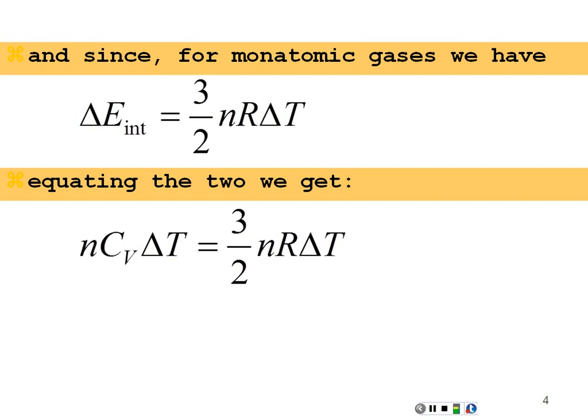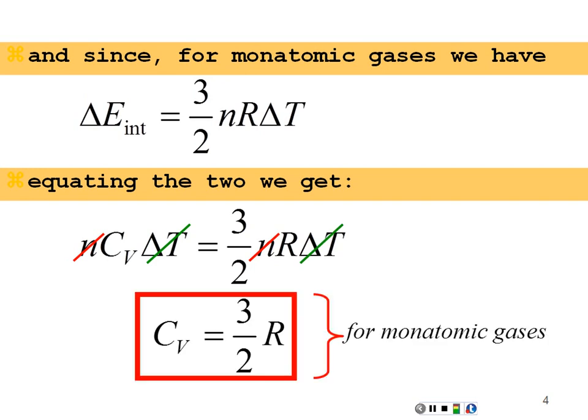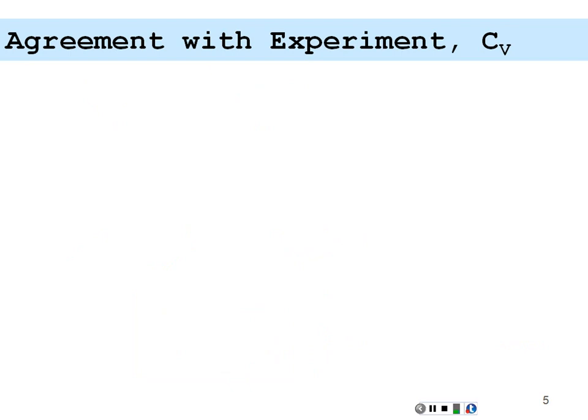Get rid of the number of moles, get rid of the delta T's, and we have that the molar specific heat at constant volume for a monatomic gas is 3/2 times the gas constant R. How about that? So we have a definite value for the molar specific heat at constant volume for monatomic gases.